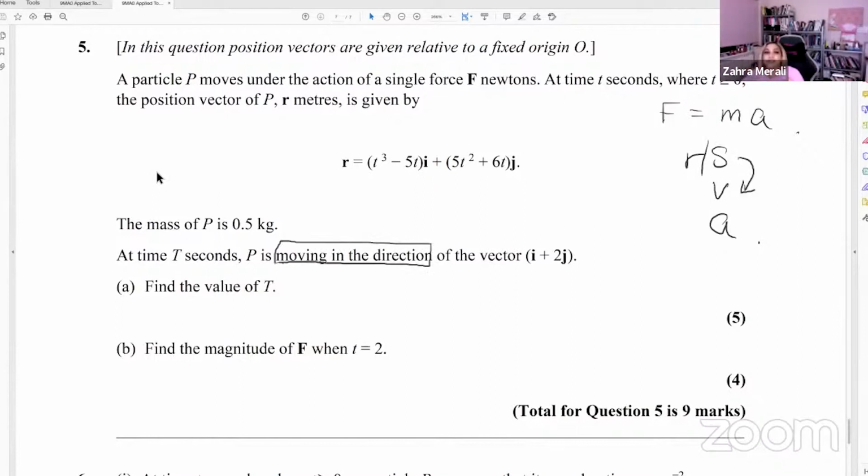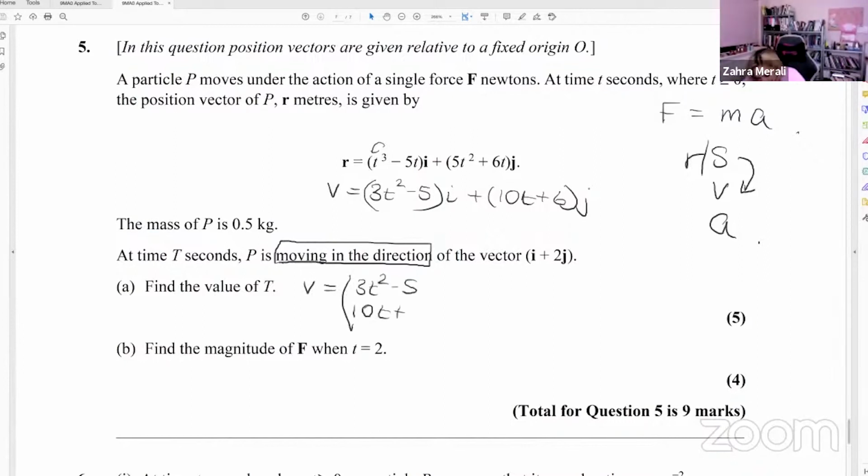So if we've got the r, we're differentiating down. So v is going to be, bring that down, (3t squared minus 5)i plus (10t plus 6)j. And remember what we've said before, when something's moving in the direction, it means it's some lambda of that direction. So v equals, if I write it as a column, (3t squared minus 5, 10t plus 6), is some lambda (1, 2). So we get 3t squared minus 5 equals lambda, and 10t plus 6 equals 2 lambda.